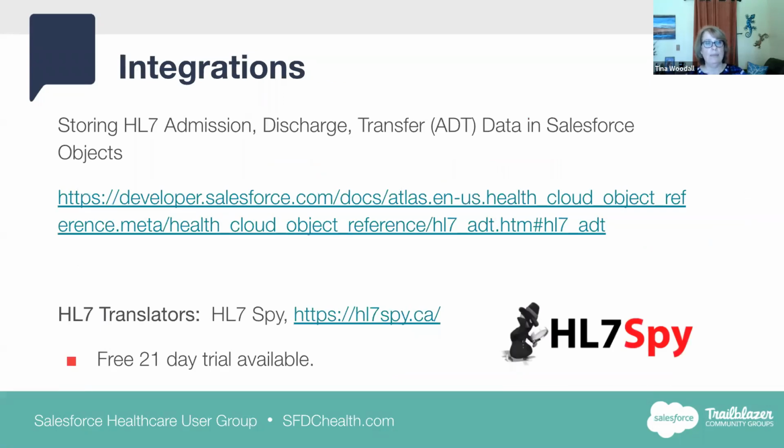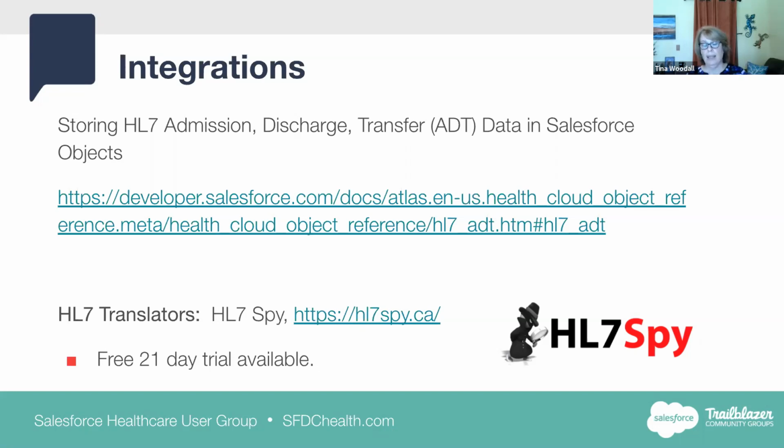Integrations, storing HL7 admission discharge transfer data in Salesforce. Go to that link. It has the whole list of all the different objects. For translators, though, for those of you who've worked with ADT messages, it's basically a lump of nonsense. It looks like nonsense, so you need to have the code reorganized so you can actually read it as a human being versus machine type.